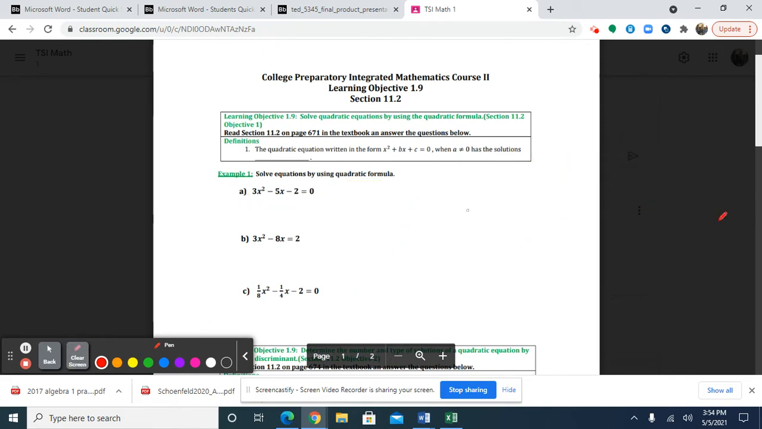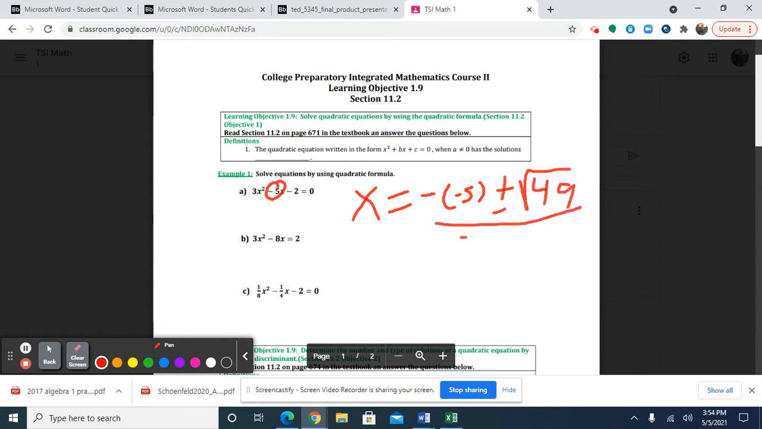Knowing that the discriminant is 49, we're going to set up our equation as negative 5, that's our b, plus or minus the square root of 49, over 2a, which is 2 times 3. Let's simplify that. On the outside, we have a negative and a negative, which turns into a positive. So we have 5 plus or minus the square root of 49, which is a perfect square, 7. And on the bottom, we have 6.